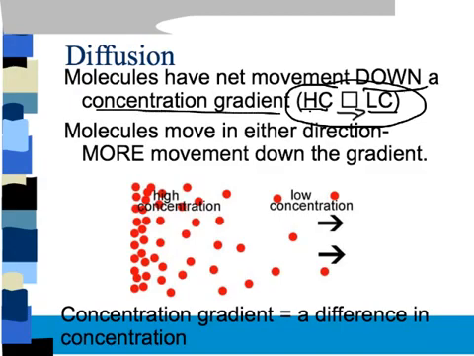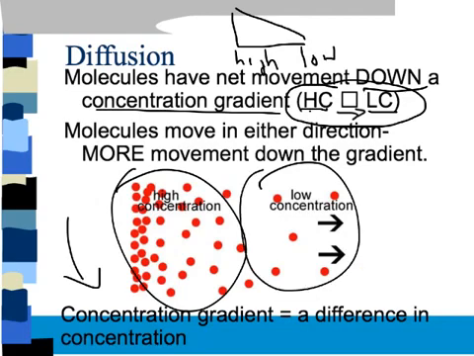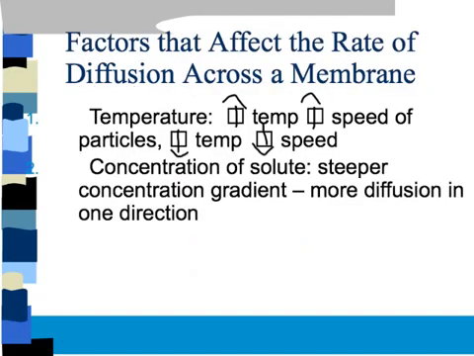Okay, so a concentration gradient you see down here, we just define it's a difference in concentration. So the reason we say they move down the concentration gradient, if I drew a little graph and this was high concentration and this was low over here, you can see to get from high to low, they physically have to go down that gradient. So that's why we say in diffusion, molecules move down the concentration gradient because they move from high concentration to low concentration.